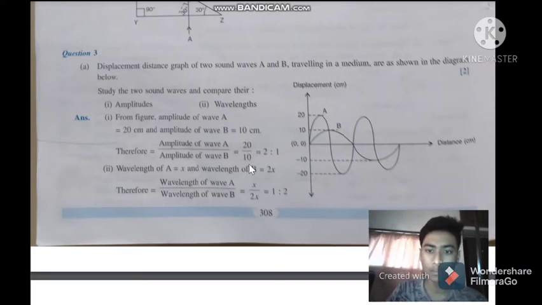Now, in case of wavelength, if you consider the distance to be x, this path is considered to be x, and the wavelength of B is considered to be double of this, since B takes this long to complete one wavelength. So ultimately the ratio is going to come as 1:2.